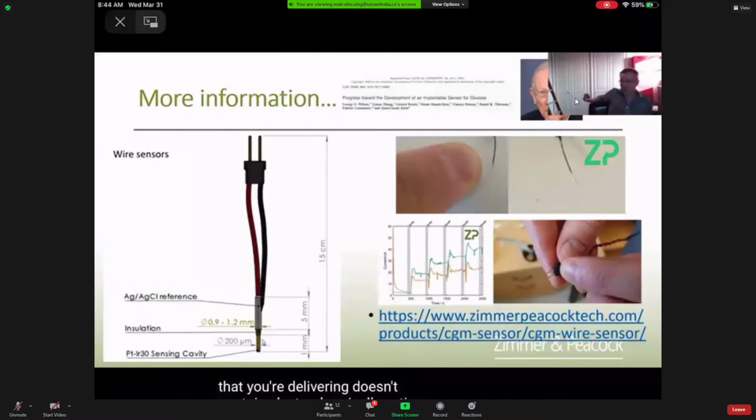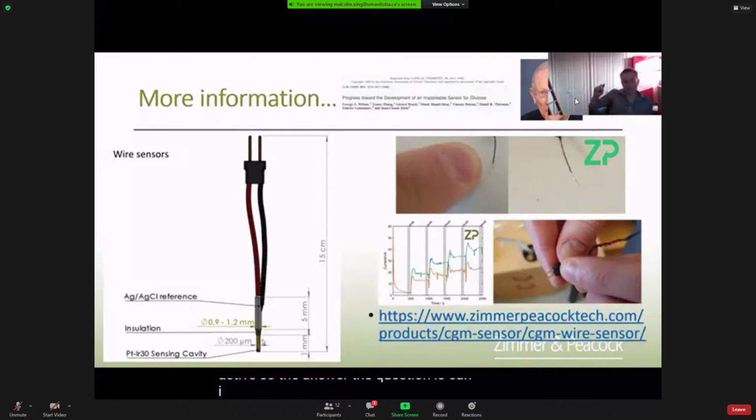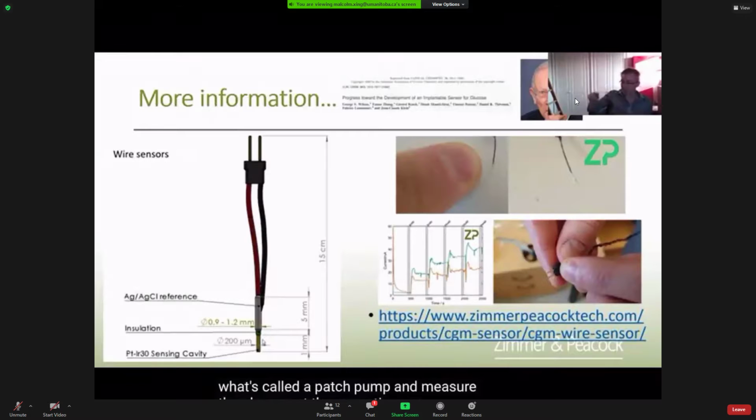Contain electrochemically active molecules, and phenols, I believe, are in there, and they might be electrochemically active. So the question is, can I both deliver insulin from what's called a patch pump and measure the glucose at the same time? So they have a feedback loop. The concept is called the artificial pancreas. And the answer is you can do it.